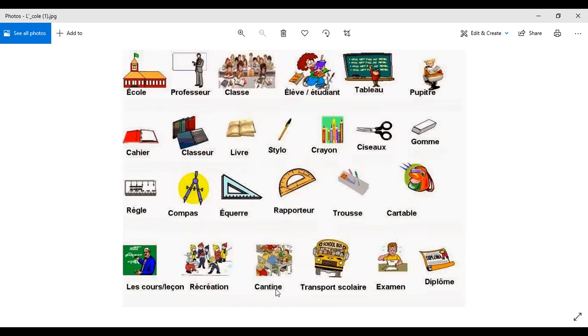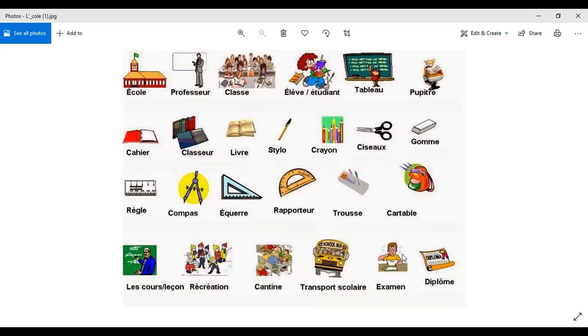This means school transport. Hey, taisez-vous, s'il te plaît. Now, examen. Examen means exam. So if you have an exam, and this is the second last, then after I will be finishing this. So how can you say I have an exam? Sophia, please. I have a French exam. J'ai un examen de français.